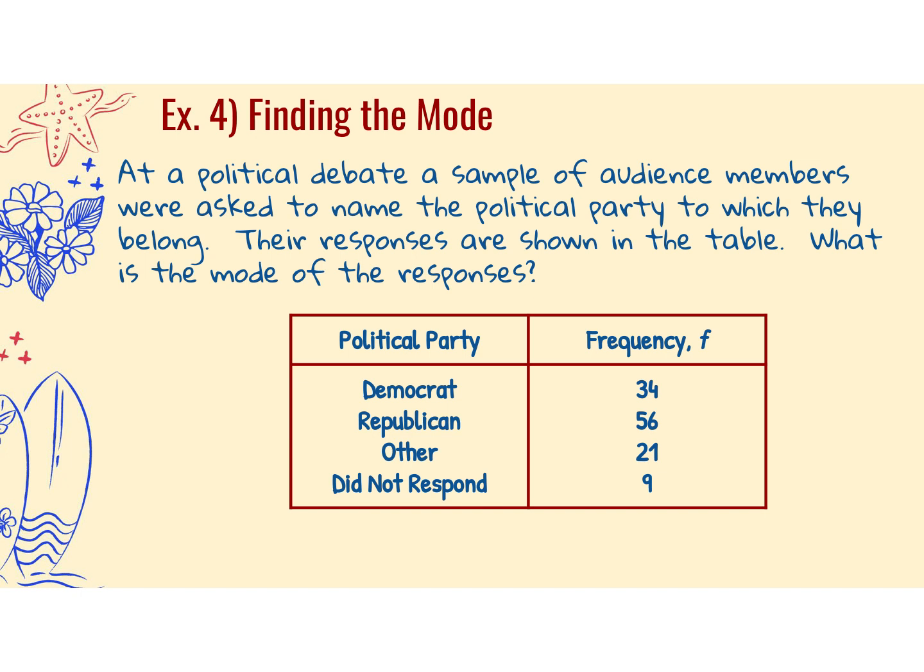Okay, hopefully you guys got a chance to try the problem. Let's talk about it a little bit. This is a little bit different than when we looked at just our numbers listed out, because it's already sorted into a frequency table for us. And remember, mode is the number with the highest frequency, or the item with the highest frequency. Democrat had a frequency of 34. Republican had a frequency of 56. Other had a frequency of 21. And did not respond had a frequency of 9. So our greatest frequency and our mode would be Republican right there with 56.